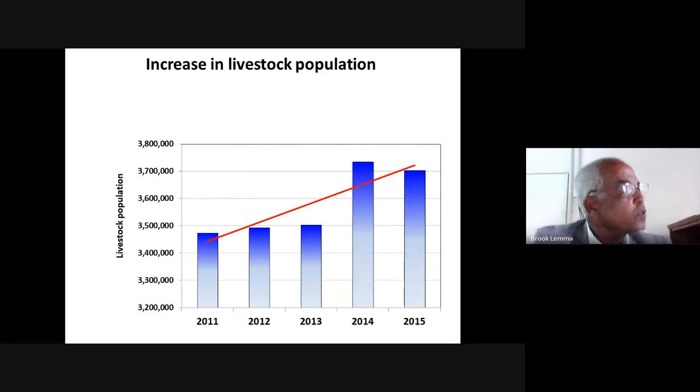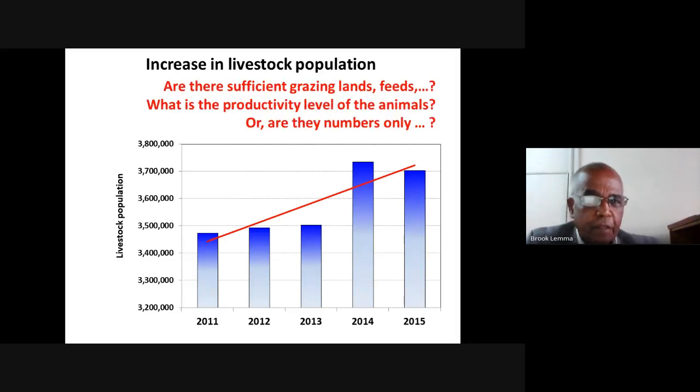Livestock population has also been increasing from 2011 to 2015 continuously. But again, the question is, there is not sufficient grazing place because it has been taken over by cultivated area. It has been taken over by settlements and so on. Then the productivity of the animals is poor, but the head count is very high. Then what are we serving? Are we serving numbers or are we serving productivity? It is a big question.